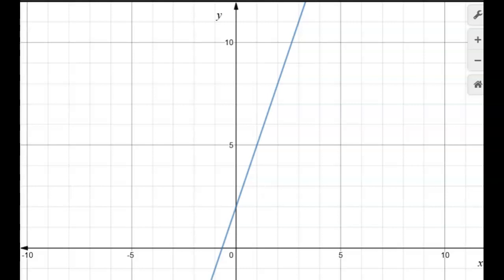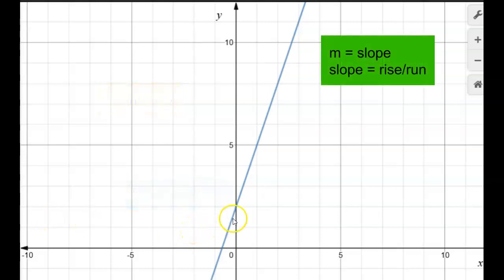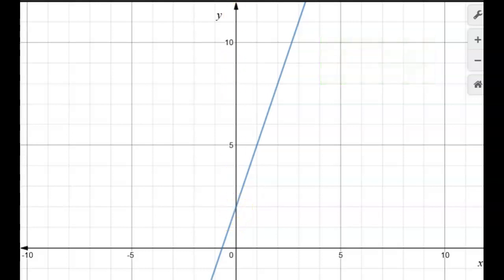Recall that the slope-intercept form is y equals mx plus b, where b is your y-intercept and your m is your slope. Slope is rise over run. So what's your y-intercept here? Remember, the y-intercept is where your graph cuts the y-axis. So the y-intercept in this case is (0, 2). So your b is 2.